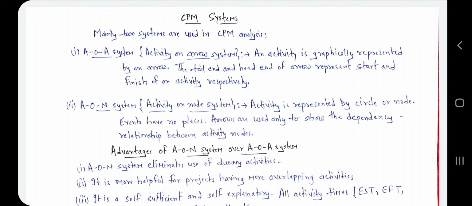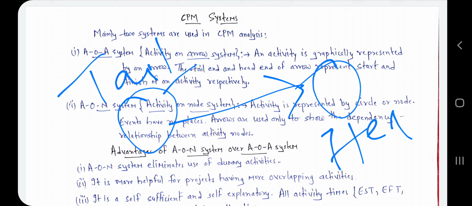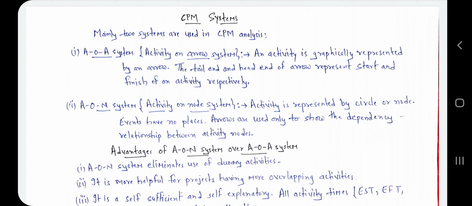system. So you know that AOA system means activity on arrow system, and an activity is graphically represented by an arrow, and the tail end and the head end of the arrow represent the start and finish time of the activity. Means this is the event, this is the arrow, and this is the event. So this is the tail event and this is the head event. You already know this part. So this is the graphical representation of the activity on arrow system.